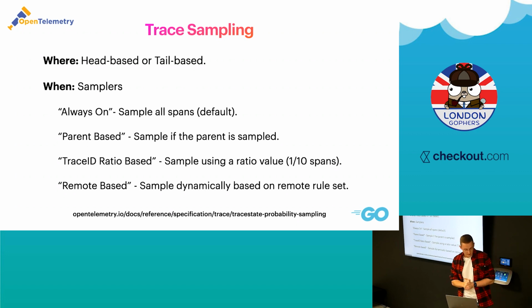Trace ID ratio based, so that's just a way of randomly picking a trace to be sampled based on a ratio or percentage. So you might do 1 in 10 spans, 1 in 1,000 spans. Or finally, remote-based, which is where you're sampling dynamically based on a remote rule set. So your service would communicate with some external configuration and say, what are the rules by which I should sample, and it will then use those rules to decide whether it should sample. And those rules can change live without making any code changes.